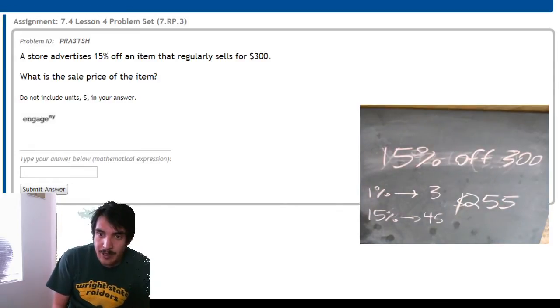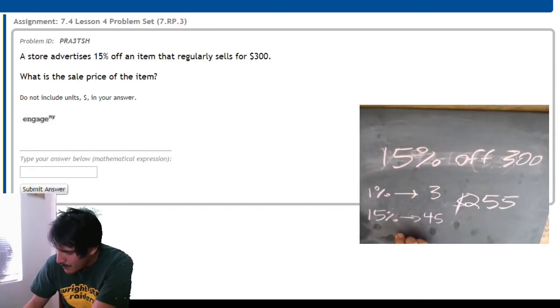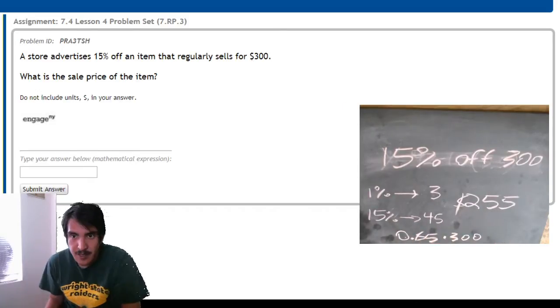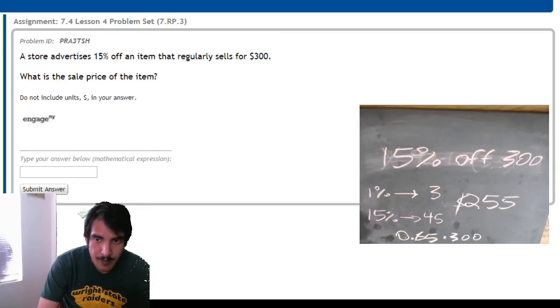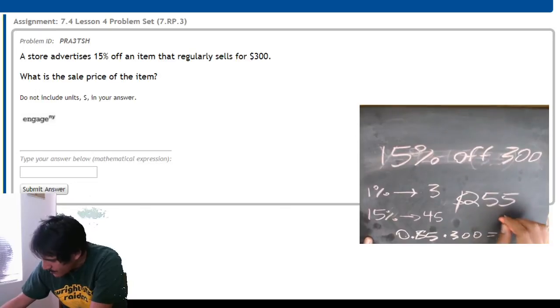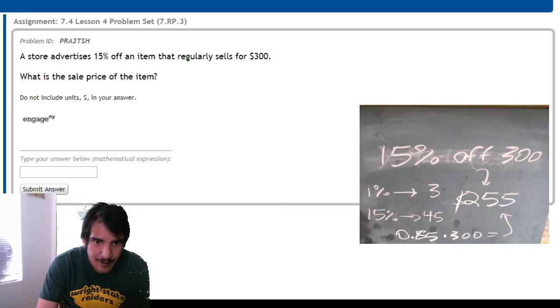That was one way to do it. The other way to do it was 15% off means 85%. So the other way you could have done it is just 85% times 300. Okay, that would have been the other way. And if you did that on a calculator, that would just as easily give you that. Okay, so you should put in 255.